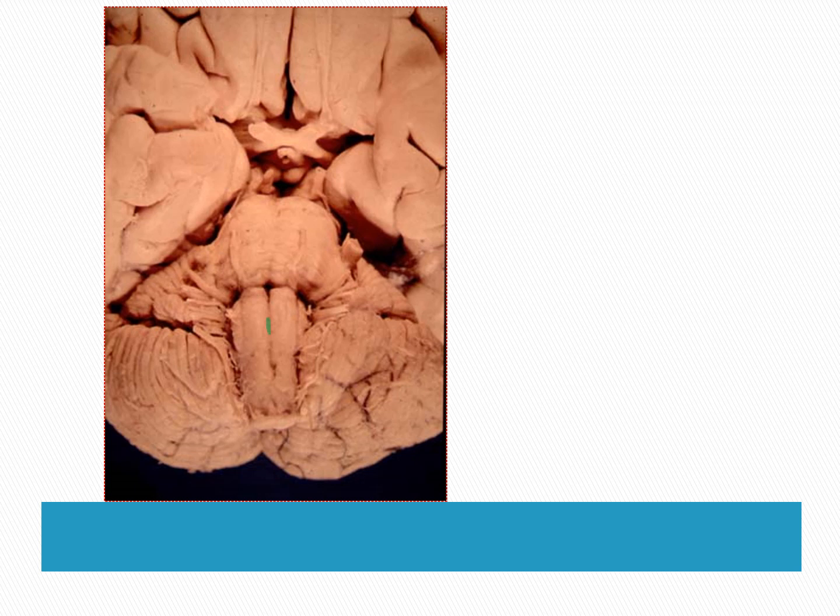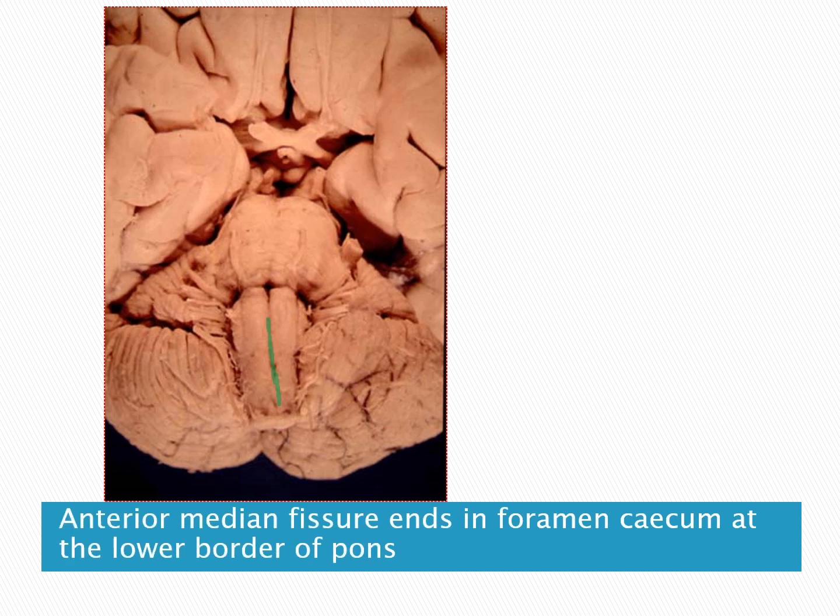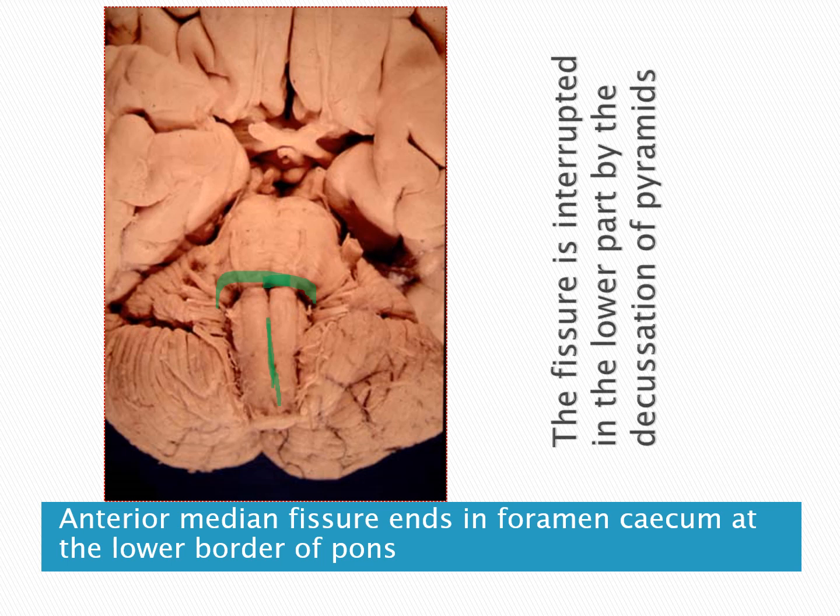So this is the anterior median fissure. Okay. So if you see in the upper part there is a foramen. So this foramen is the foramen cecum. Anterior median fissure ends in the lower border of the pons. So this is the lower border of the pons. So there is a foramen cecum. The fissure is interrupted in the lower part by the decussation of the pyramids. So pyramidal decussation is present in the lower part of the anterior median fissure.